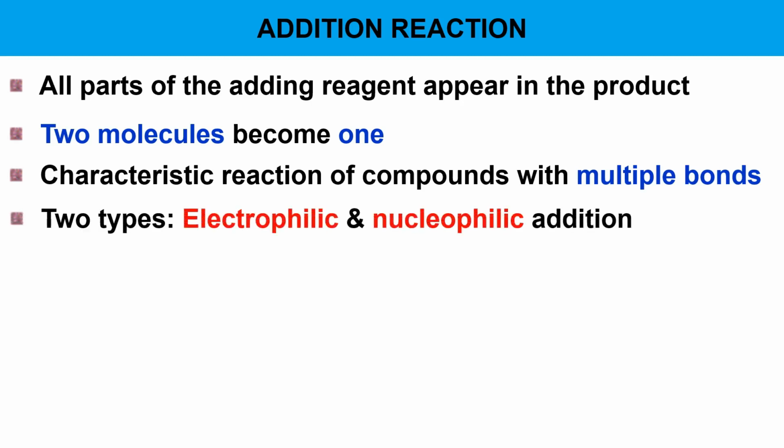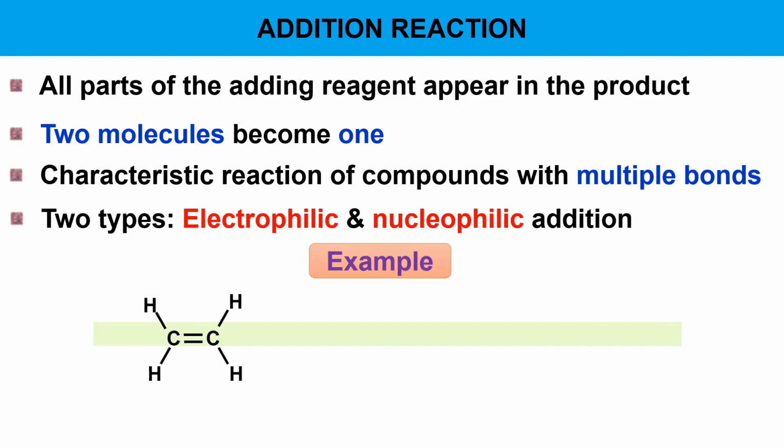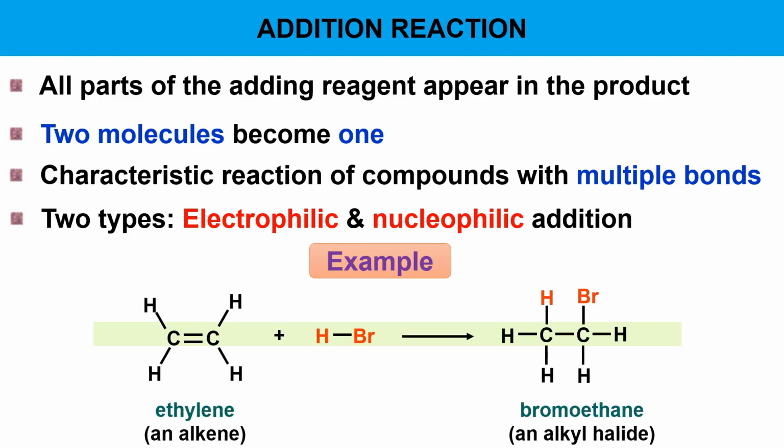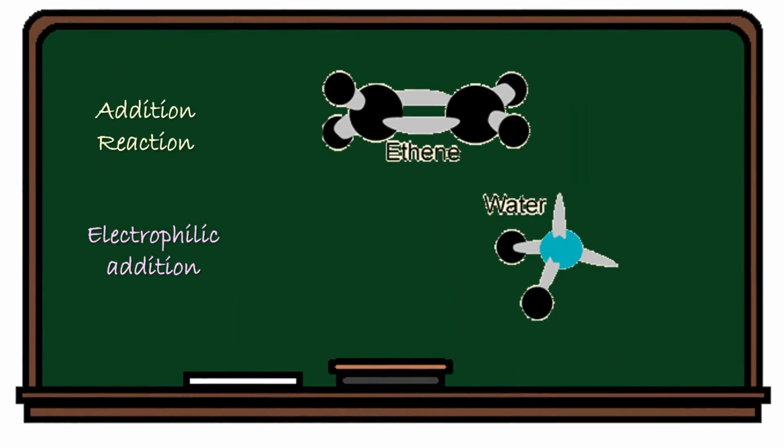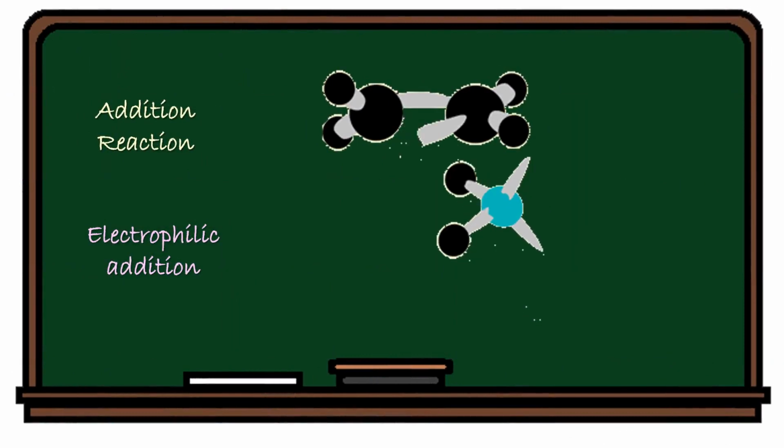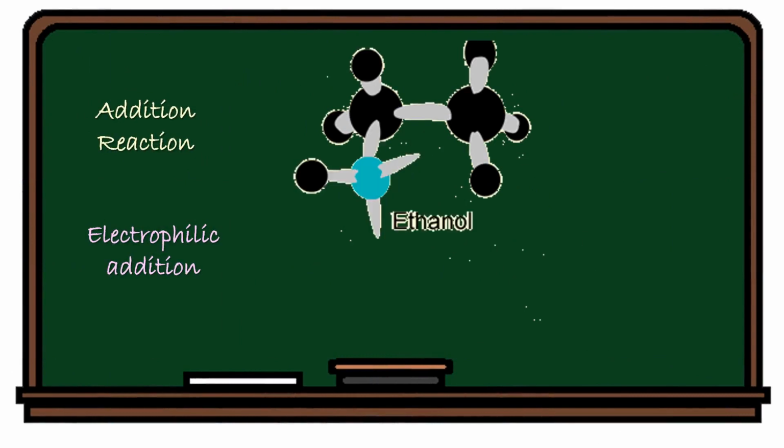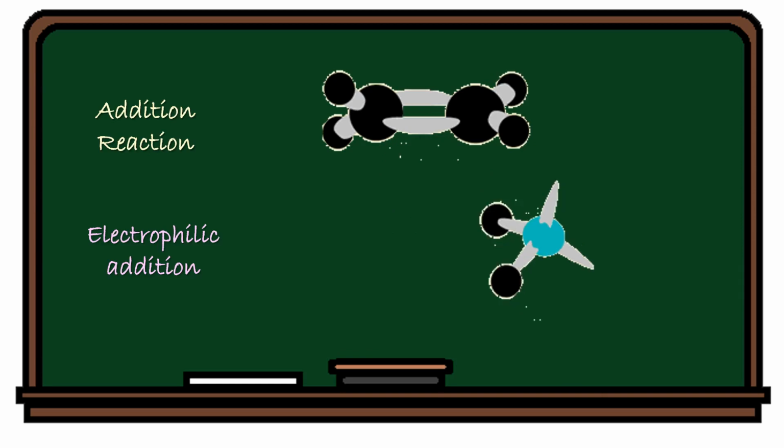There are two types of addition reaction: electrophilic and nucleophilic addition. Example: hydrohalogenation of alkene. HBr is added to an alkene, which is unsaturated, to produce a haloalkane, which is saturated. Example of electrophilic addition: hydration of alkene. An electrophile, the water molecule, is added to a nucleophilic site, the carbon-carbon double bond.